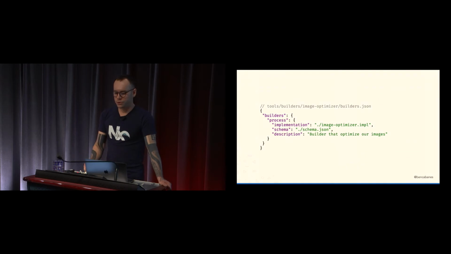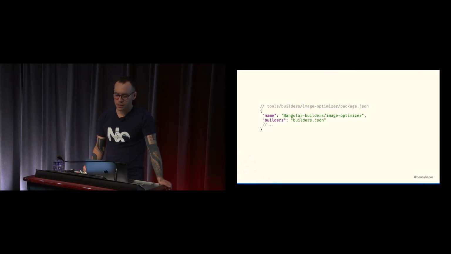Next, we need to register our builder in the builders.json, which will be the file that the Architect will look at to see all the builders available for that specific package. As I mentioned before, the builders.json here is registering only one builder, but you can have as many as you want. We give them three properties: the implementation, the schema, and the description.